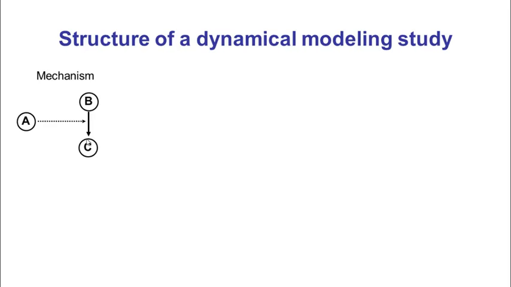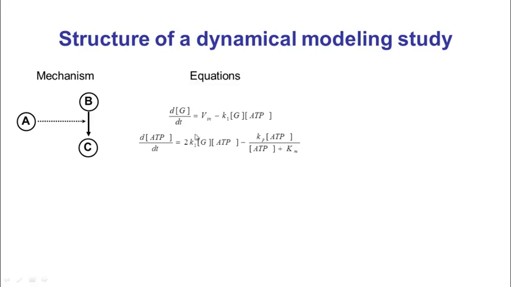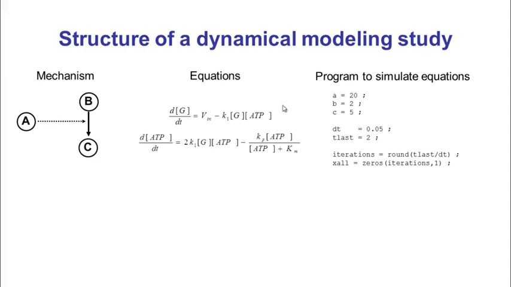Once you know something about the mechanism, or you hypothesize something about the mechanism, you write down some equations describing how the different components in the system interact with one another. And this is an example where we have two equations, and these are in the category of ordinary differential equations that describe how the components of a particular system evolve with time. Once you've written down the equations, then you write a program to simulate those equations. And these are the first few lines of a program that does such a simulation.